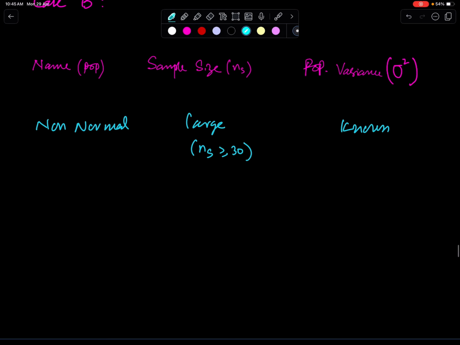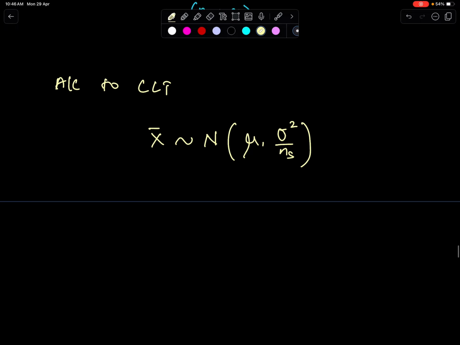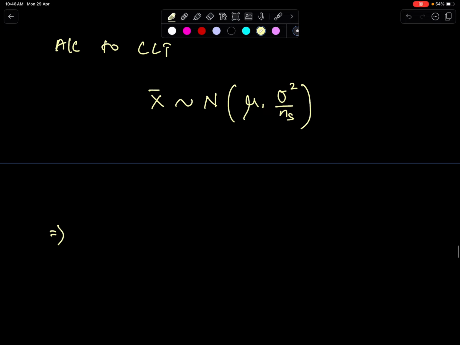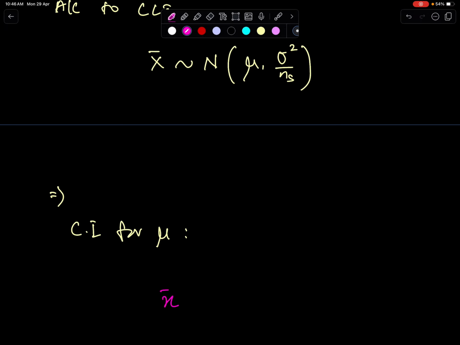Since sample size is large and population is non-normal, therefore, according to the central limit theorem, x bar is approximately normal with mean mu and variance sigma square upon n. As we have x bar, now we can write the confidence interval for mu. With the help of x bar, this is the confidence interval for mu.